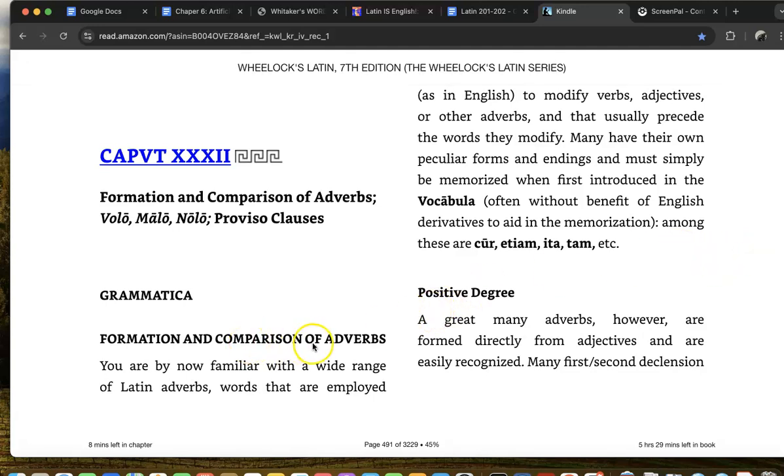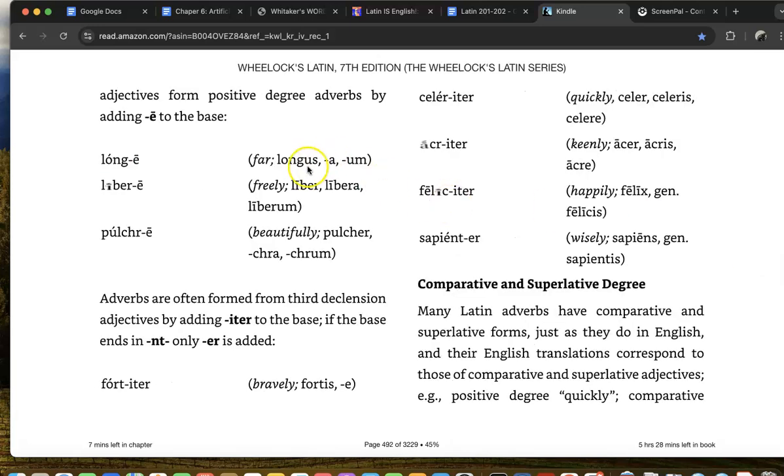As your book points out, we can form and make comparison of adverbs using, in many cases, our knowledge of adjectives. And you can see here that we have our most common first and second declension adjectives ending in us, a, and um, and we simply add an e to that base or stem, and that gives us our adverb.